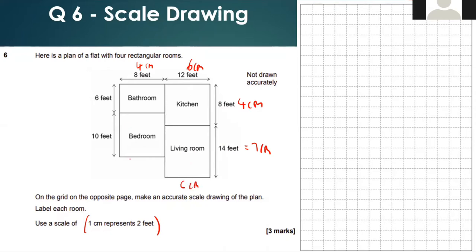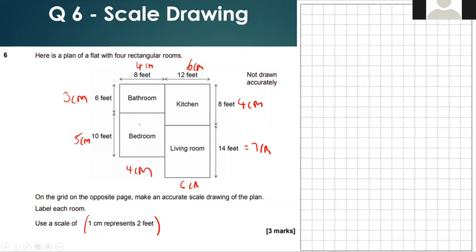The bedroom, we've got 10 feet here. So we'll say 10 feet is going to be 5 centimeters. And then here we have 6 feet. That's just going to be 3 centimeters. And then here we're going to have 4 centimeters as well, because it's the same length as that one there. So I hope that makes sense, guys.